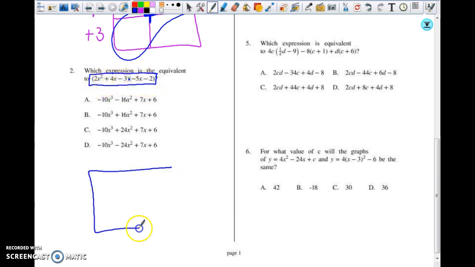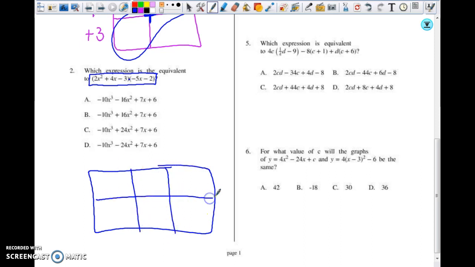So how big is my box? You make a 3 by 2 box. Okay, so your 2 terms would be on this side. So here I got negative 5x minus 2. And if you have your 3 terms, those go at the top. So I got 2x squared here, plus 4x here, and then the last term is negative 3, okay? So again, the box tells you where to multiply.